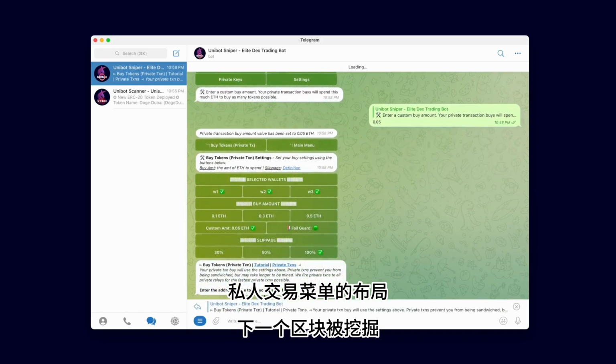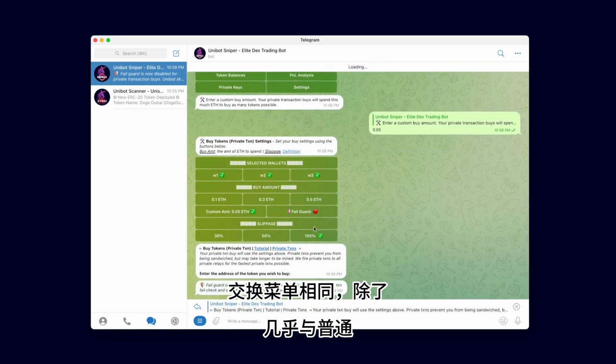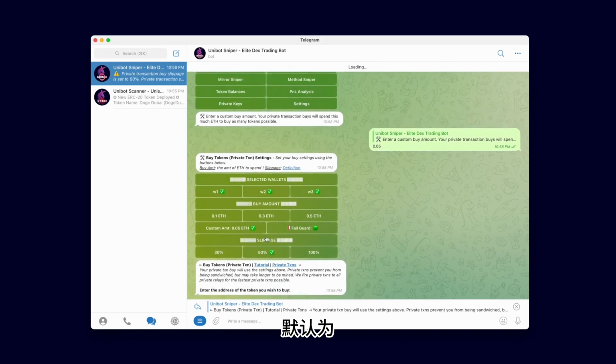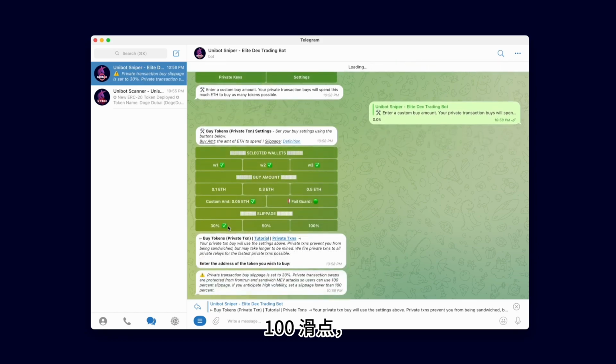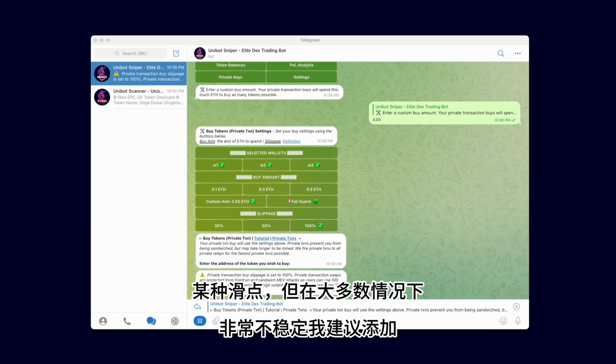The layout of the private transaction menus is almost identical to the normal swap menus, with the exception of defaulting to 100% slippage. Since private transactions are protected from MEV attacks, using 100% slippage is safe. In the case where the price of a token is extremely volatile, I recommend adding some sort of slippage, but in most cases 100% slippage is fine.